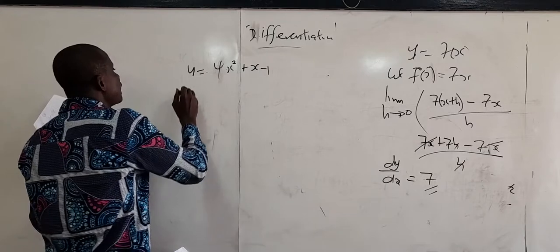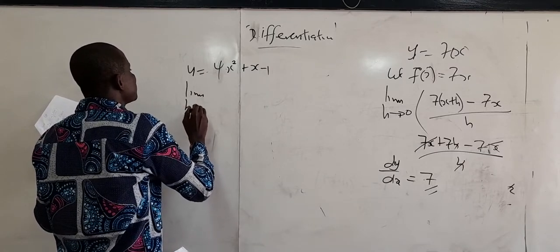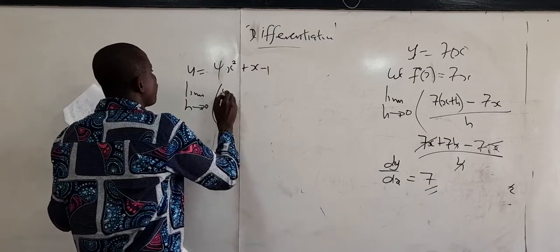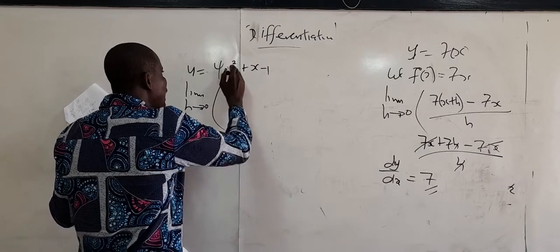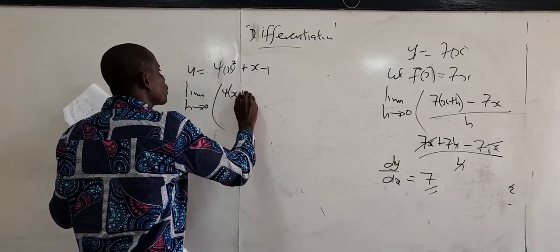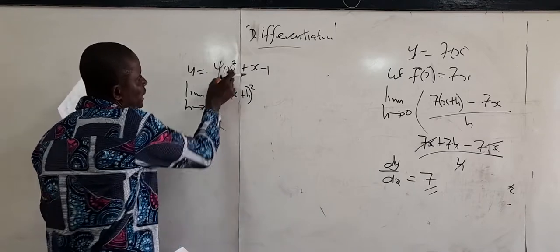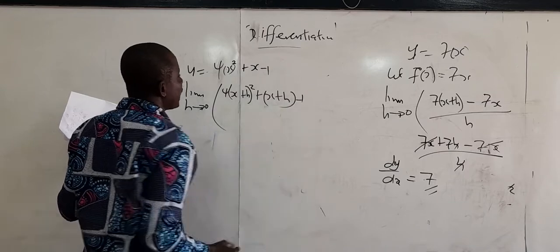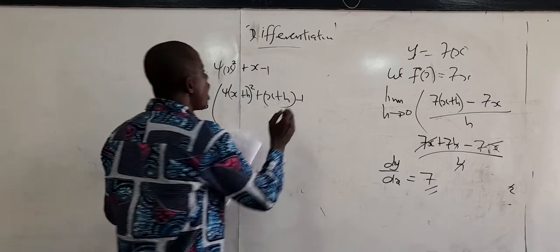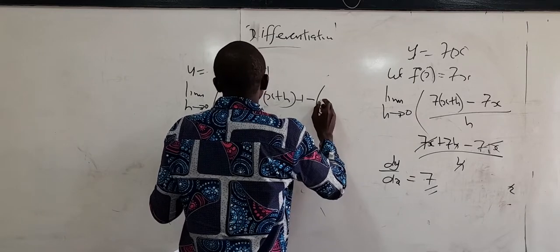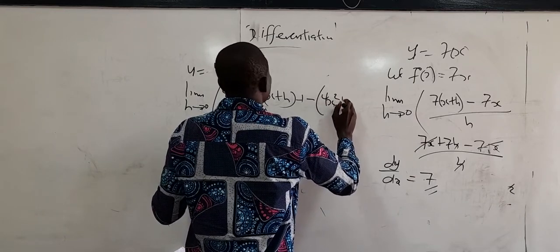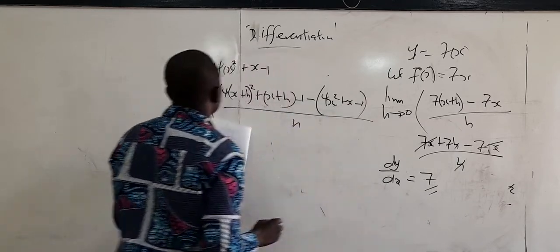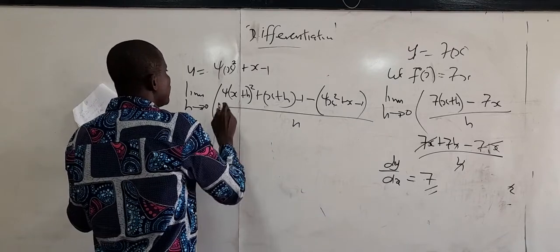Then we say that the limit as h approaches 0, we have 4, then here, x, watch here. Wherever you see x, it becomes x plus h. So x plus h squared here, plus another x plus h also here, minus 1. All minus the original expression, 4x squared plus x minus 1, all over h.